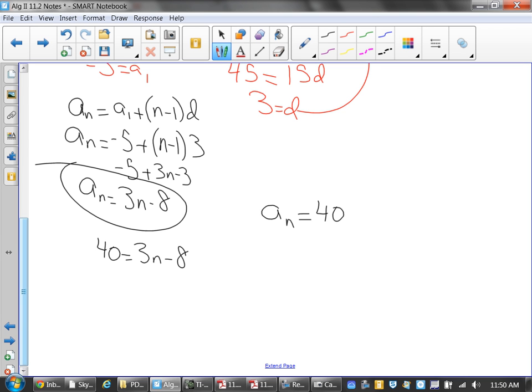What is it? Eric, say it. Very good. The 16th term in this sequence is 40.